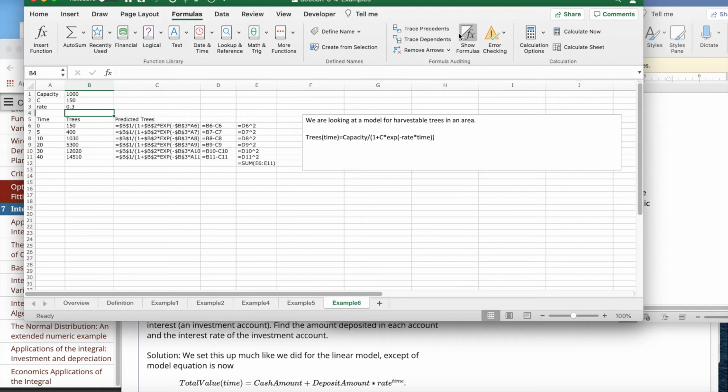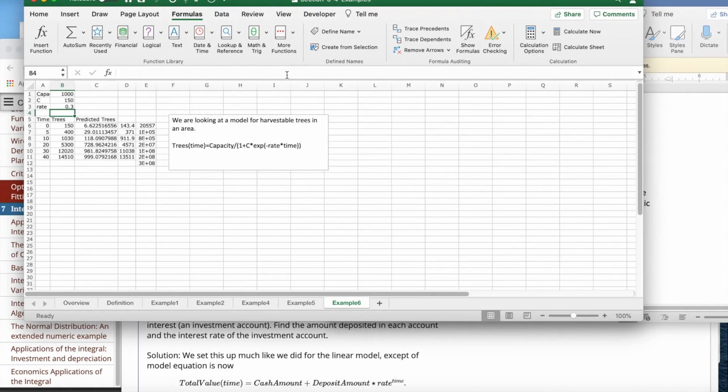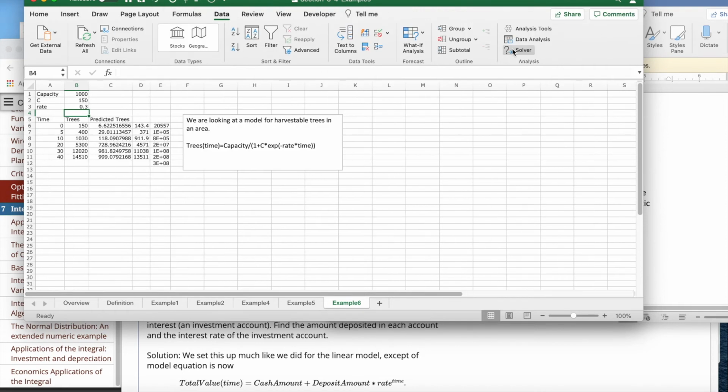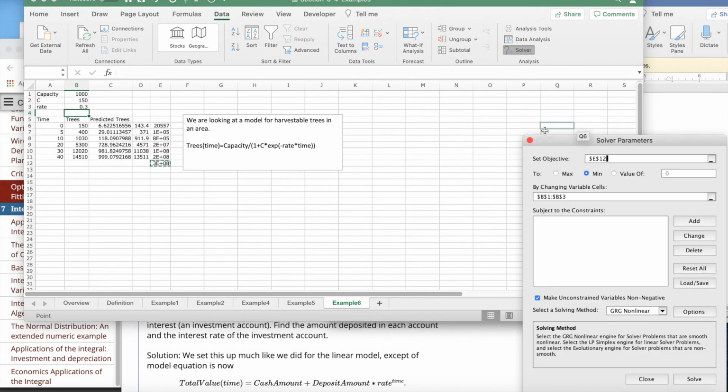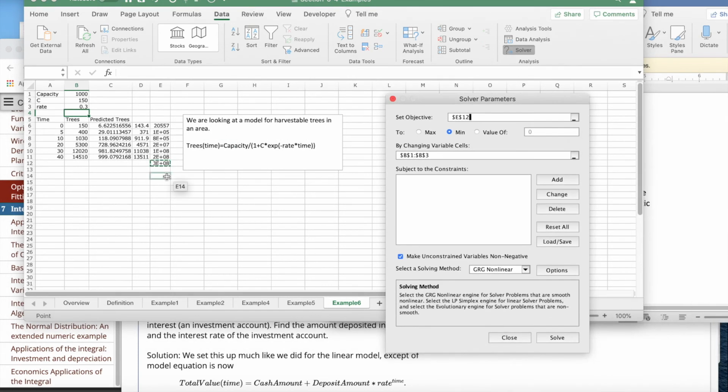I'm going to go back and unshow the formulas. I want to go to Data. I'm going to use Solver. Solver has been set up. I would like to minimize the sum of squared errors by changing capacity, C, and rate.